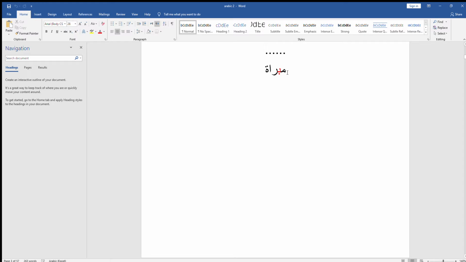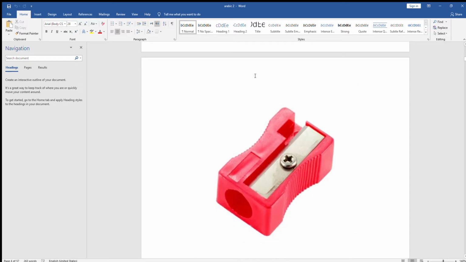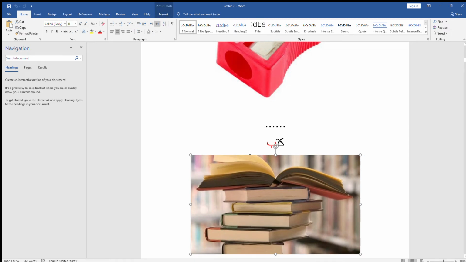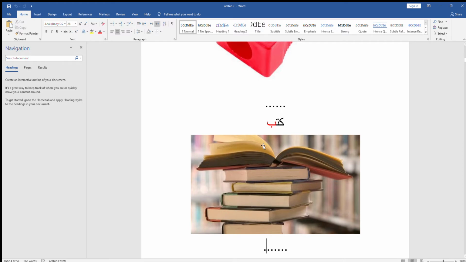باء at the middle of the word, like this: مبرة. This is مبرة. We call it in dialect talking براية, but in Arabic language مبرة. And this is the shape of ba at the end of the word, like kutub. Those are kutub.